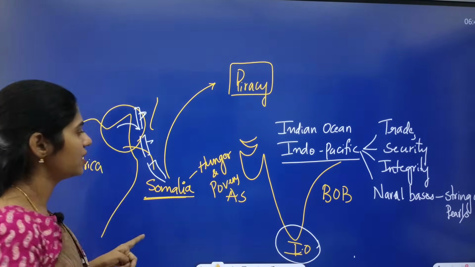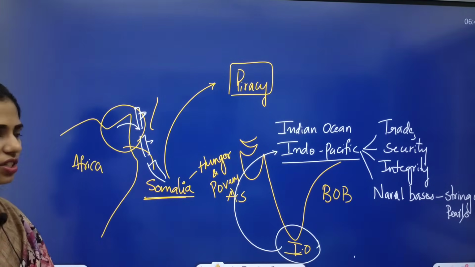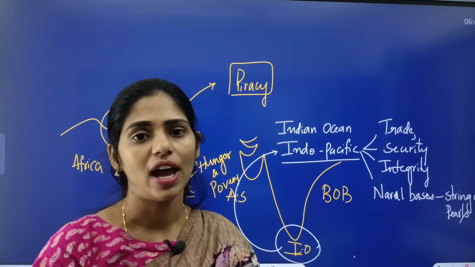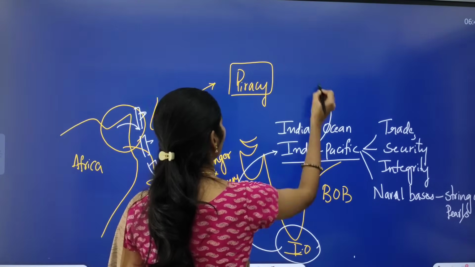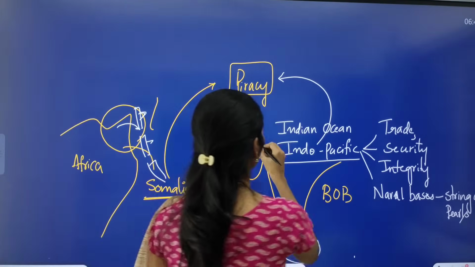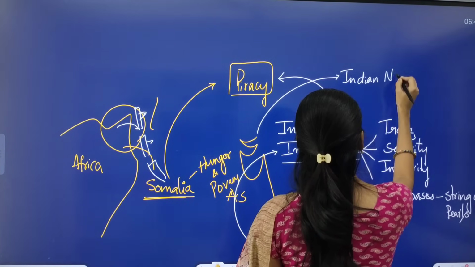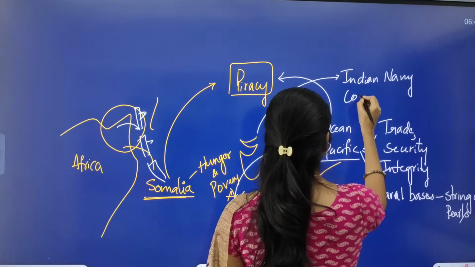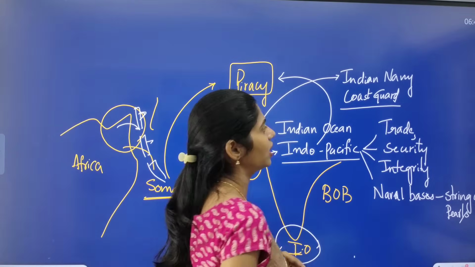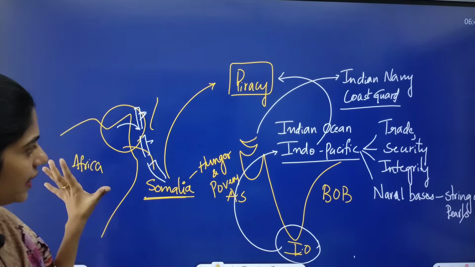In this context, India plays a very important role in the Indo-Pacific region, and India also has a very important role in taking measures to prevent this piracy. Because of this, India, especially the Indian Navy, and even we have the Coast Guard, right? The Indian Navy and Coast Guard played a very important role and saved that ship. That is the thing which is seen.